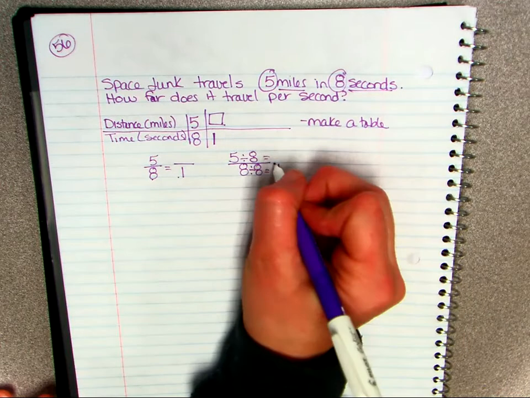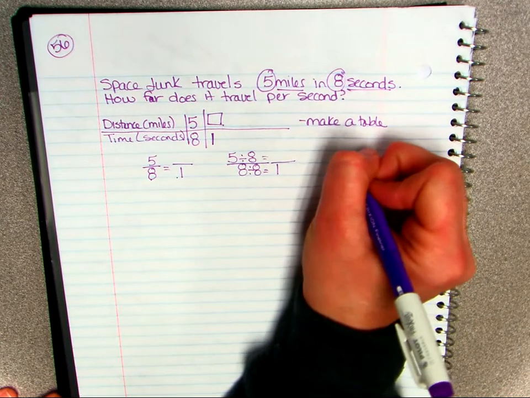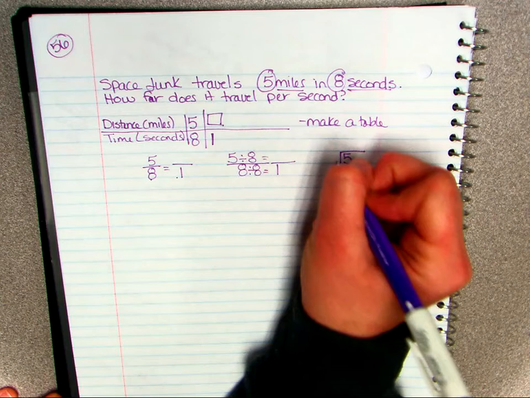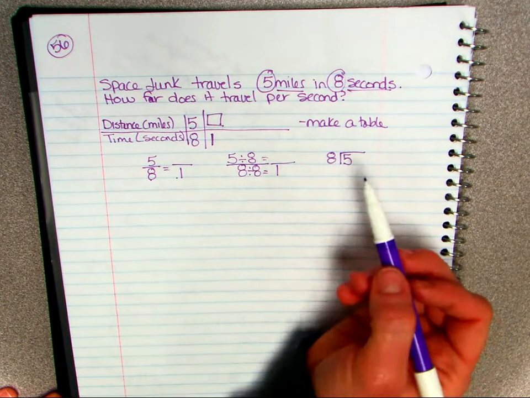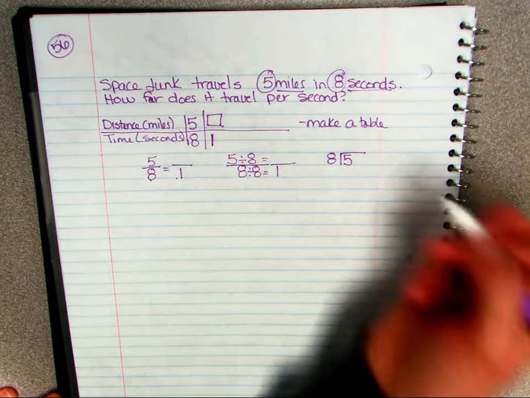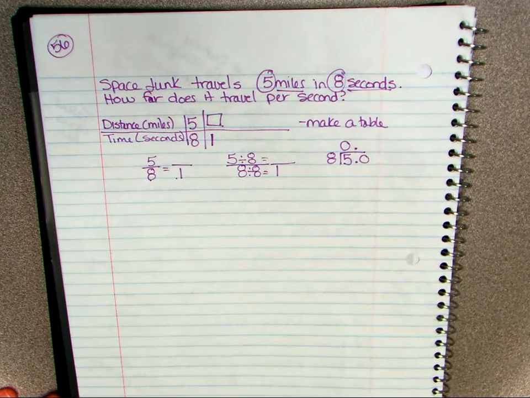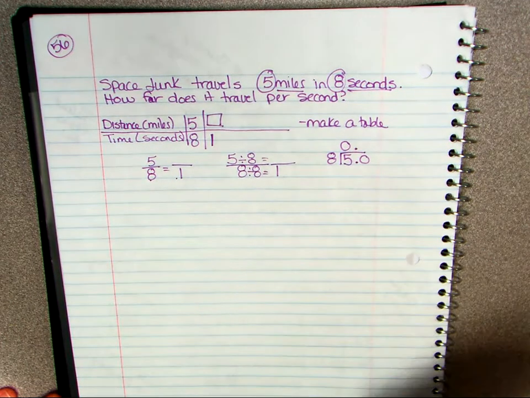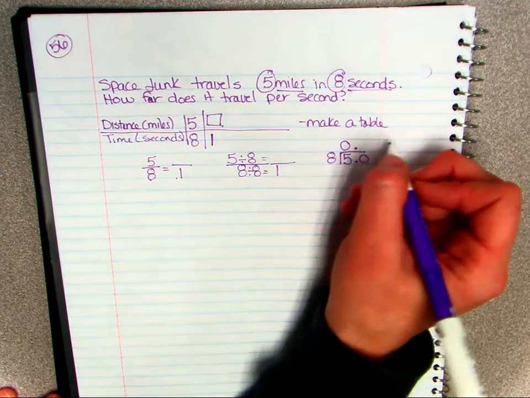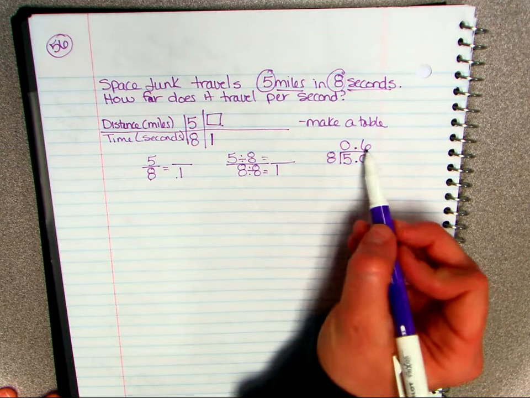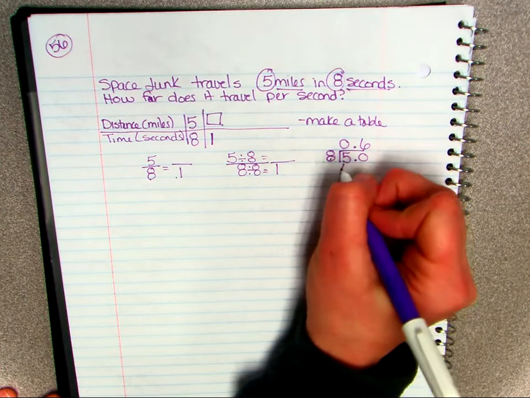Now, to do this, let's go over here. We're going to put our 5 divided by 8. Now, 8 cannot go into 5. It's too big. So I'm going to add a 0 and a decimal. And I'm going to annex a 0, add a 0 in there. Now, can 8 go into 50? Yes, it can go in 6 times. 6 times 8 is 48.